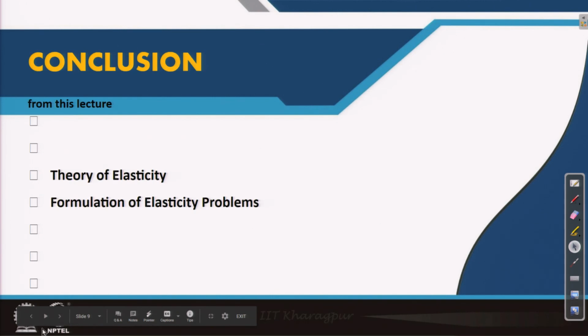So, the formulation of the elasticity problem is discussed in this lecture to some extent, and probably you have learned the process followed to solve an elasticity problem.